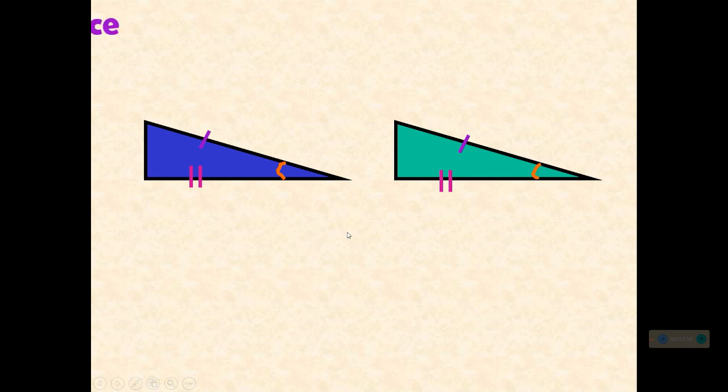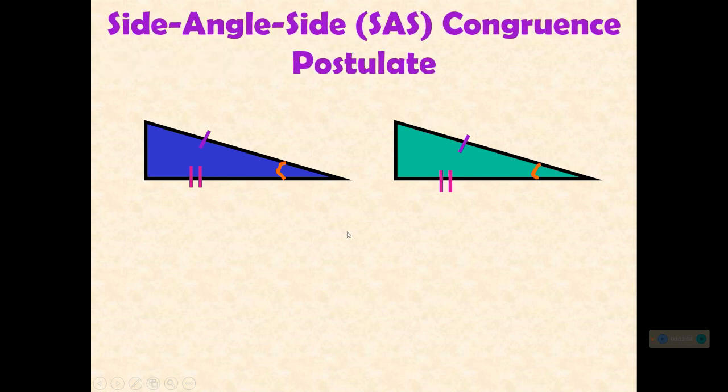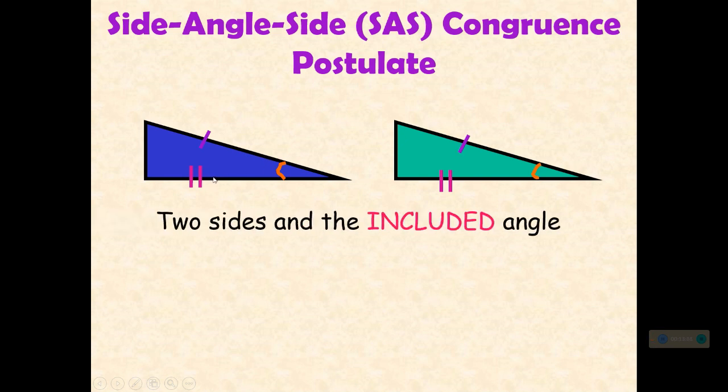Another postulate is the SAS or the side angle side congruence postulate, wherein two sides and the included angle should be taken in this congruence postulate. Two sides and the included angle. That's why on the previous slide we discussed the included angle. So we have here this kind of congruence postulate.